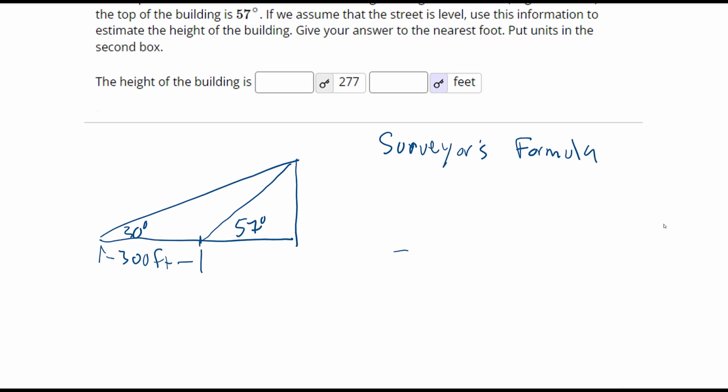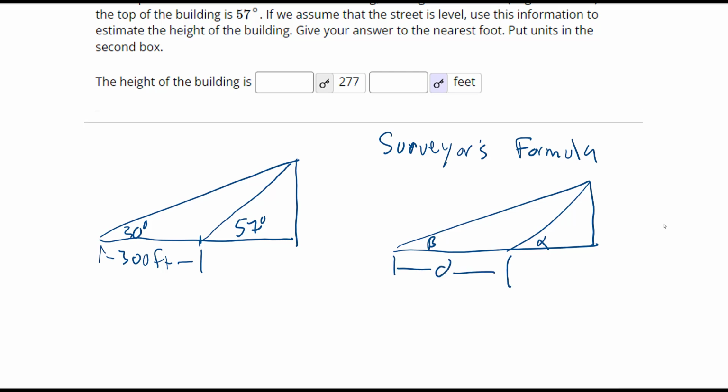And I'll just redraw the shape for that. And let's call this angle beta. We'll call this angle alpha. We'll call this distance here D. Call this X. We don't really need X. Then this is height H.